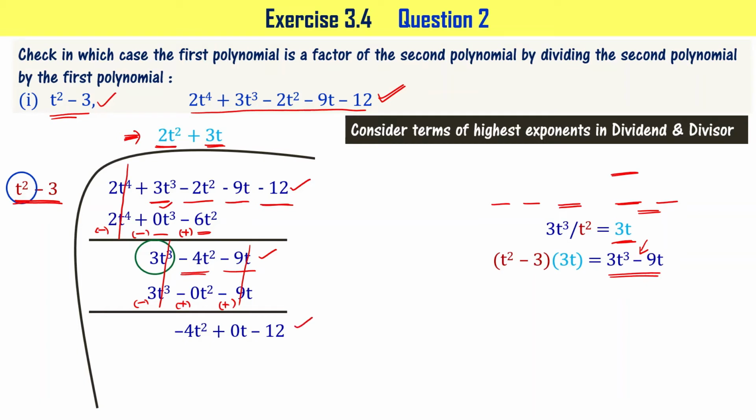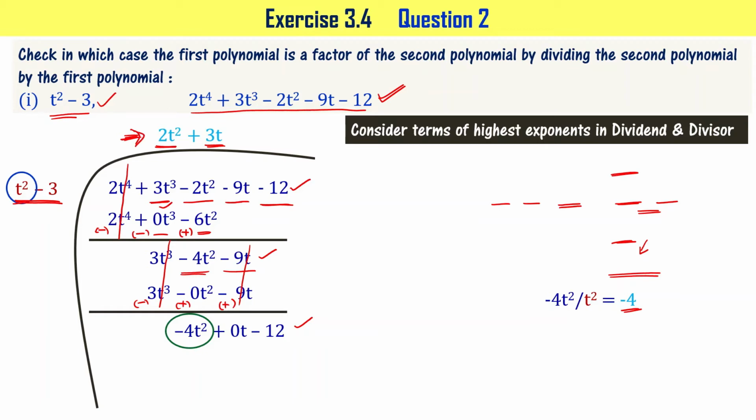In this expression, the term containing highest exponent is minus 4t square. Let me divide minus 4t square by t square. So the answer is minus 4. Let me write that as part of the quotient here, right? Now let me multiply the divisor with minus 4 so that we get minus 4t square plus 12 as the answer, right? Here the t containing term is not there. That's why we can write it as 0t. So now you have minus 4t square plus 0t minus 12.